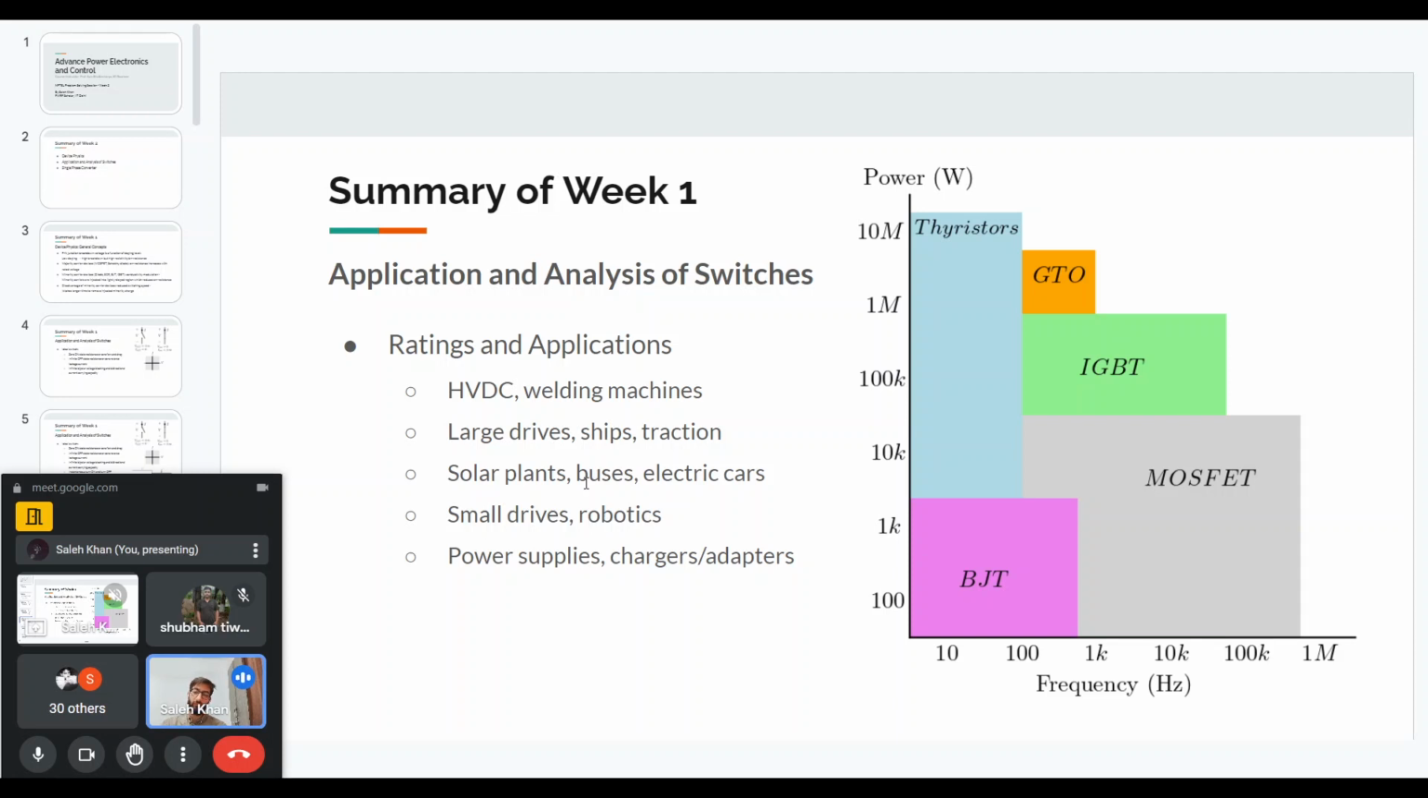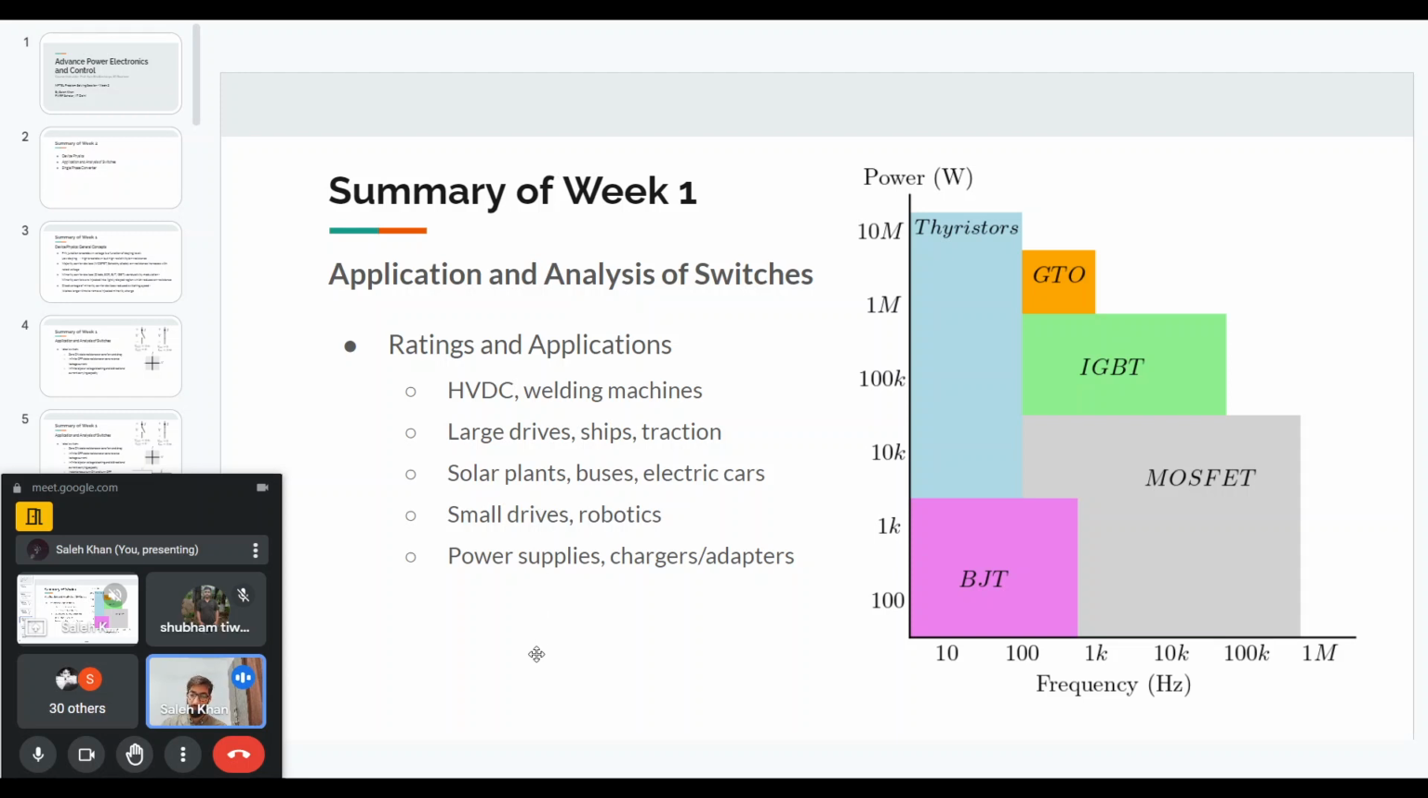And then if we go further down the power ratings, then in small drives, motor drives or robotics, where we have very small motors where we require some precise movements, like robotic arms or robotic movements. There we make use of MOSFETs or IGBTs for high power and MOSFETs for low power.